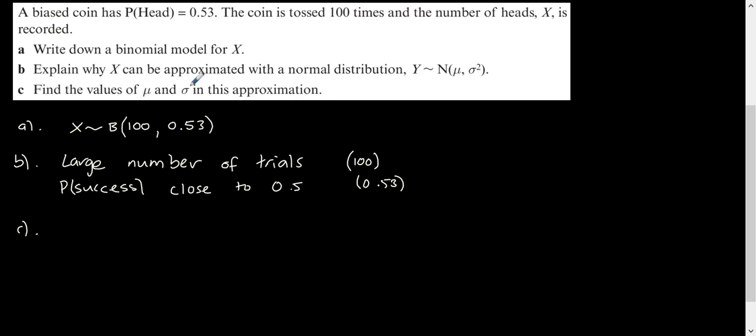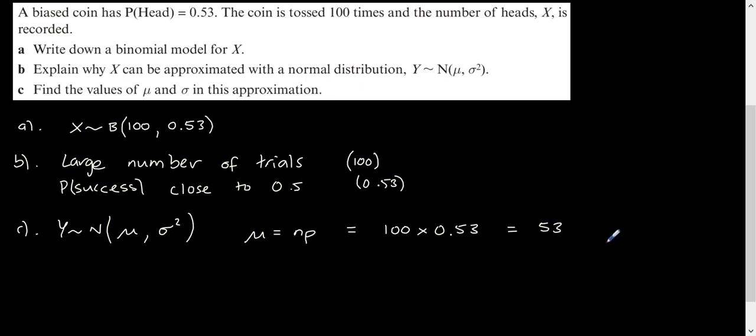Find the values of mu and sigma in this approximation. So we have Y distributed normally with mu and sigma squared, where mu is np, which is 100 multiplied by 0.53, which is 53. And then we have sigma, which is the square root of np multiplied by 1 minus p, which is the square root of 53 multiplied by 1 minus 0.53, which is 0.47.